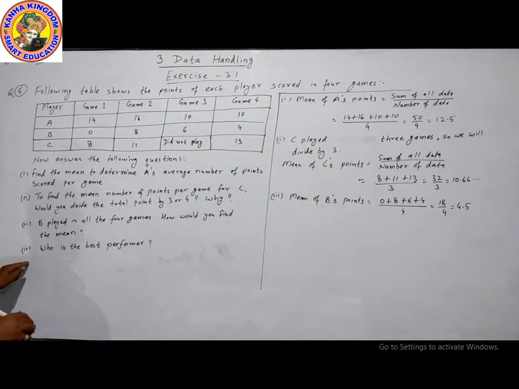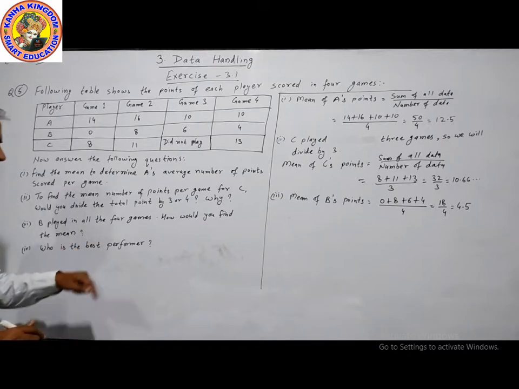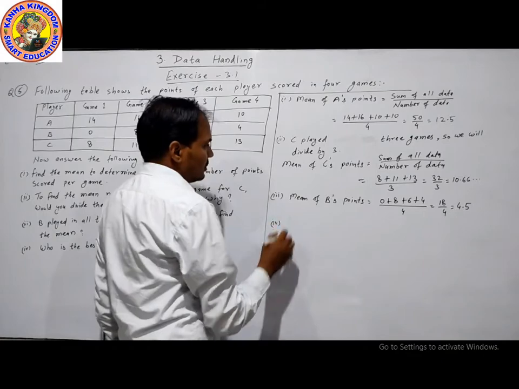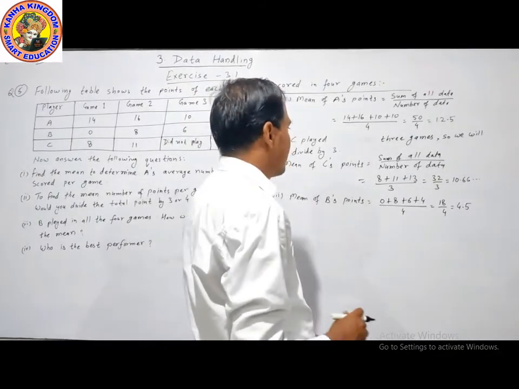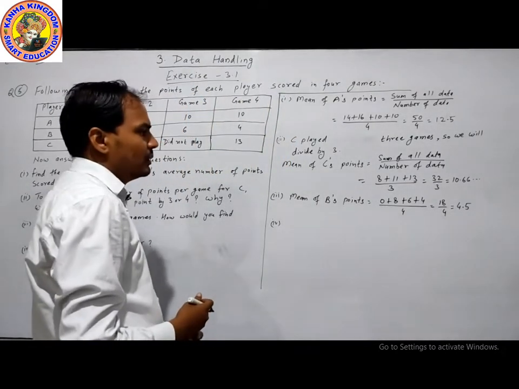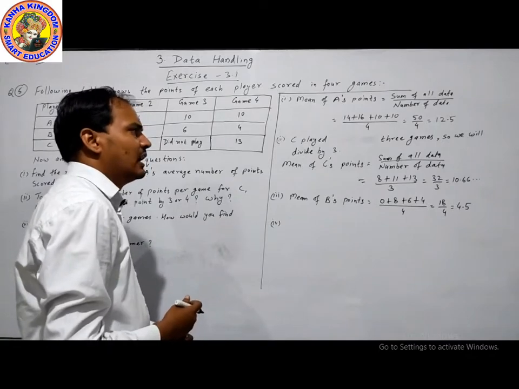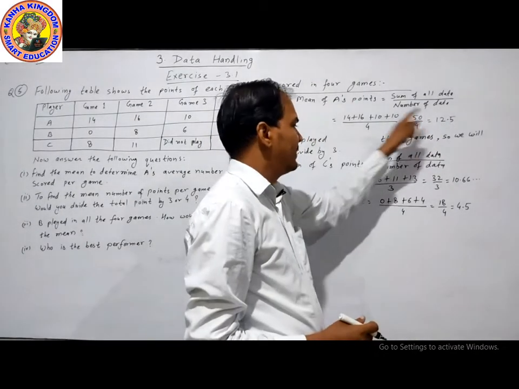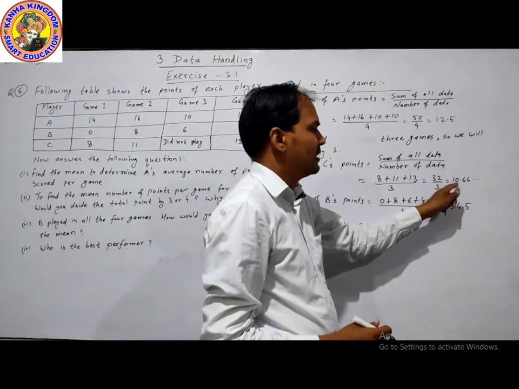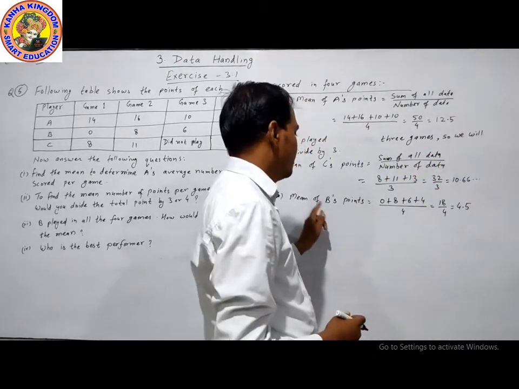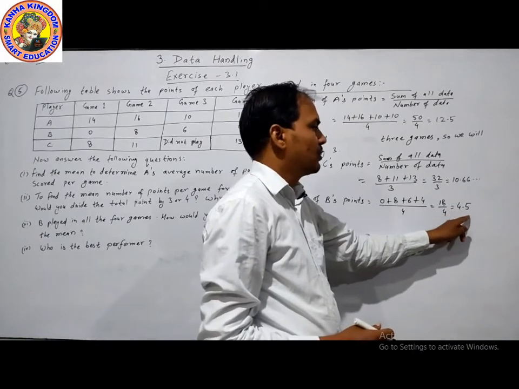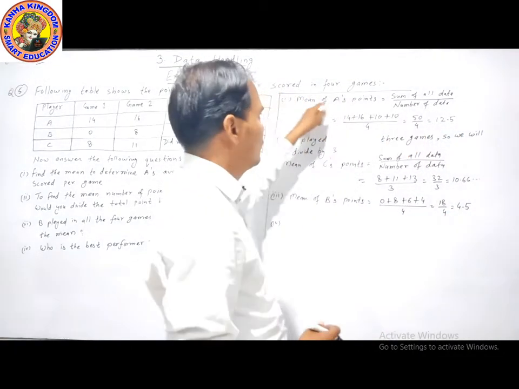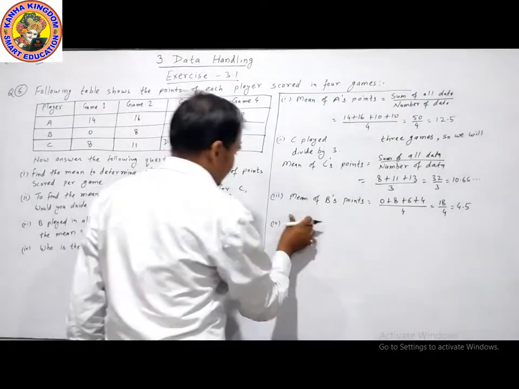Now question number 4. Who is the best performer? The best performer will be found by the mean. Who has the highest mean? A's mean is 12.5, C's mean is 10.66, B's mean is 4.5. The highest mean is 12.5, of player A.